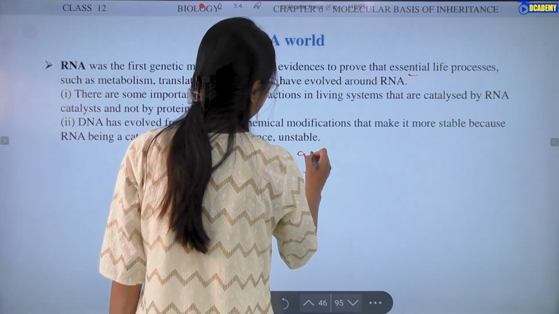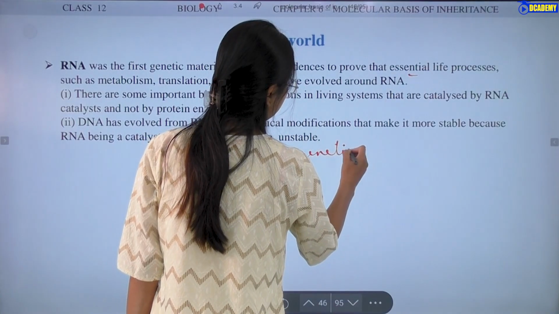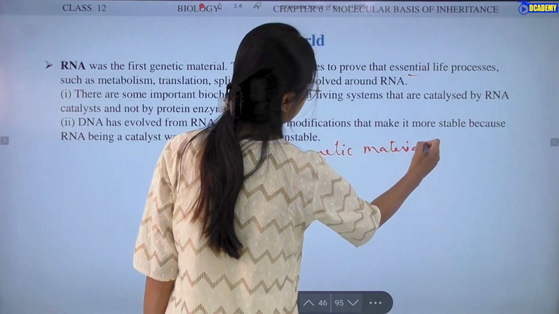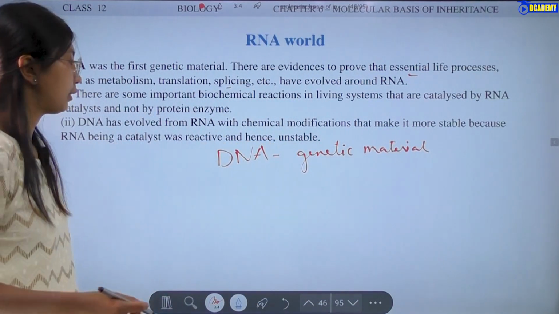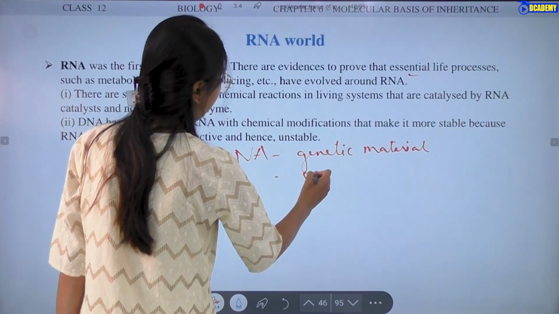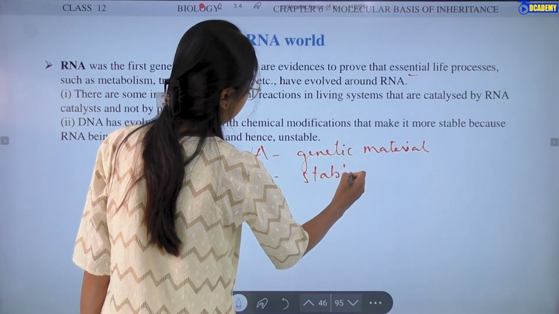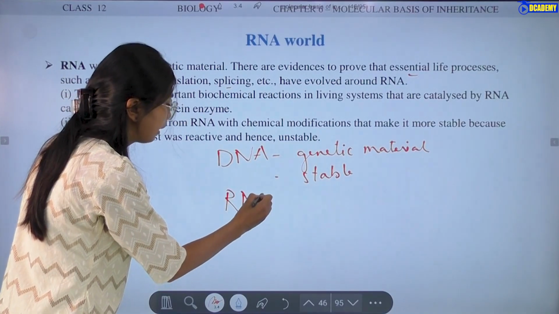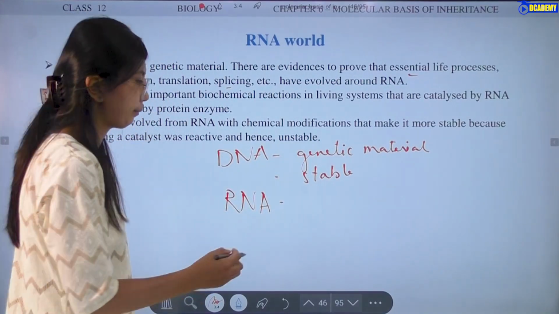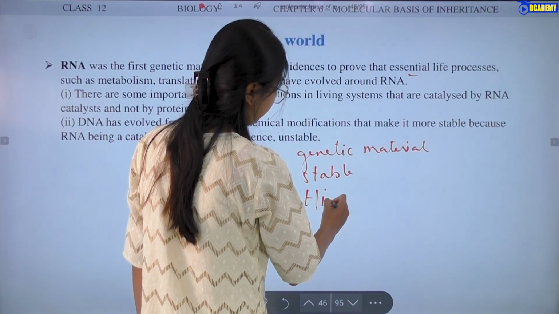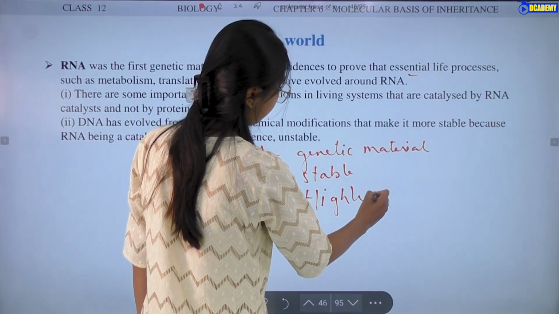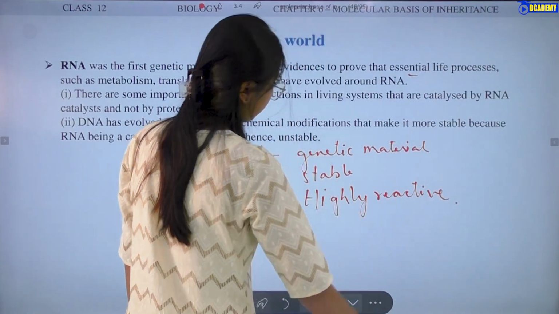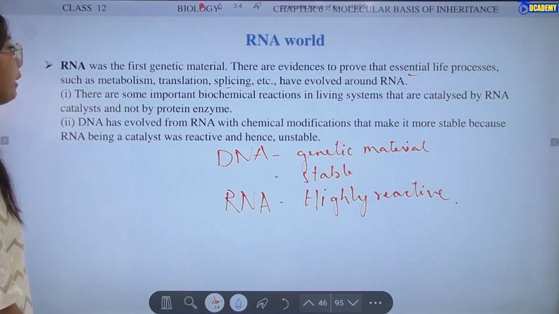DNA is a genetic material. DNA is stable. RNA is highly reactive.